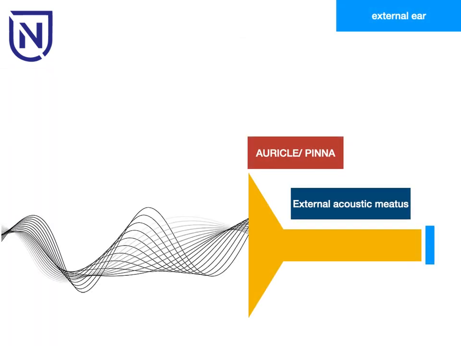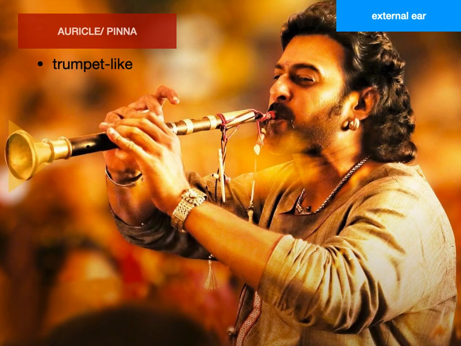First we see the external ear. Its main function is to collect the sound and send it to the tympanic membrane. It is divided into two parts: the auricle or pinna, and the external acoustic meatus. First we see the auricle or pinna.